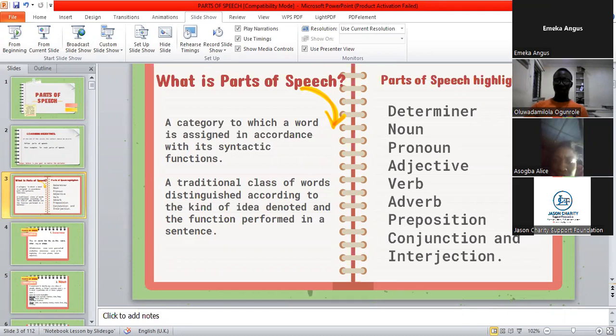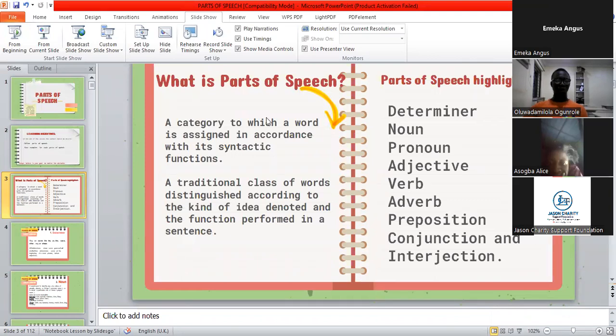Okay, so basically we were talking about the parts of speech highlighted. We said we have number one as the determiner, we have the second one as the noun, the third one as the pronoun, the fourth one as the adjective, the fifth one as the verb, the adverb as the sixth, preposition comes seventh, conjunction comes eighth, and interjection comes as the ninth one.